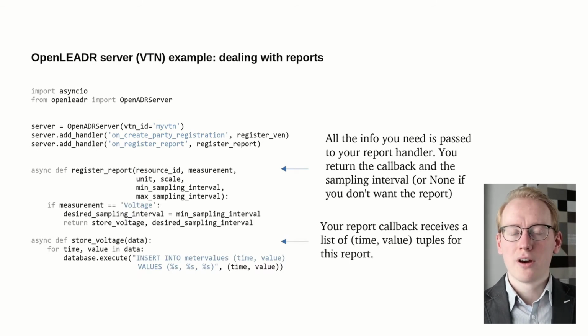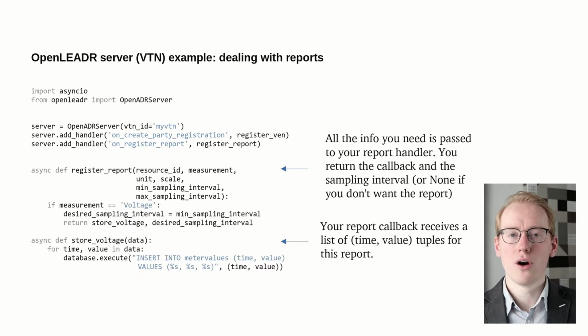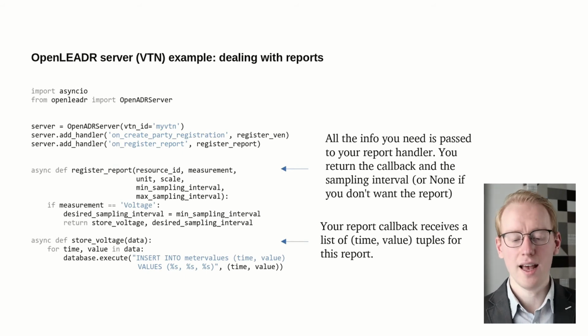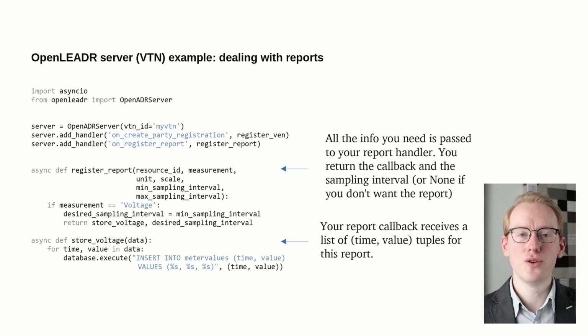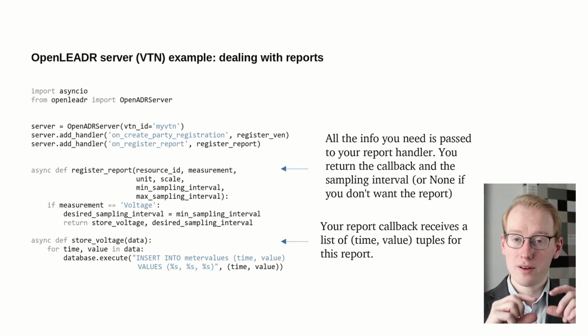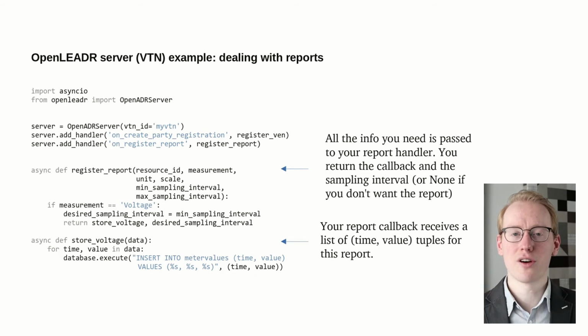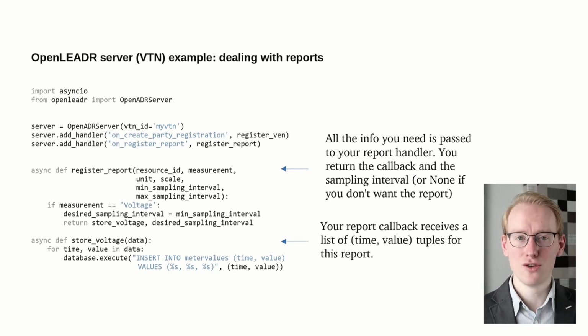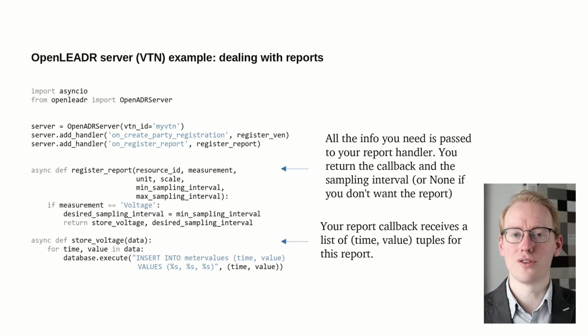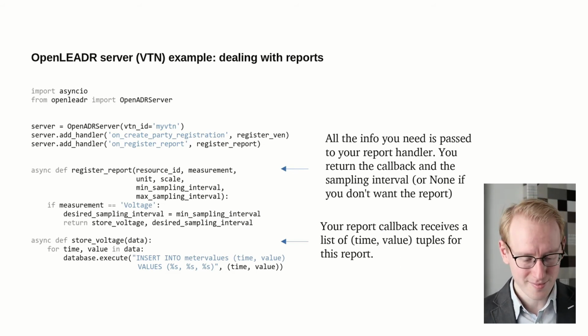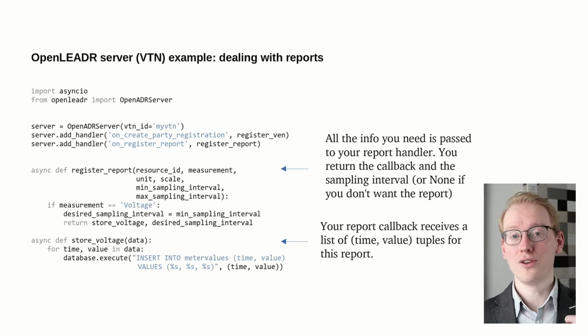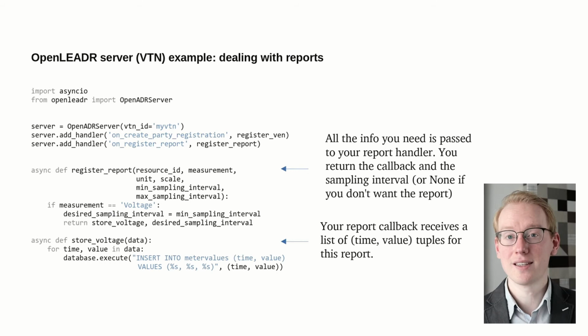Now then, the client is probably going to offer you some reports. So you add a handler on register report. If you make this handler have the signature of resource ID, measurement, unit, scale, minimum and maximum sampling intervals, then you get each measurement as a separate call to that function, and for each of those measurements you can decide, do I want this or do I not want this, and at what interval do I want to receive these reports. And you return a handler that will be called whenever one of those reports comes in, and you return a sampling interval. And that's it.